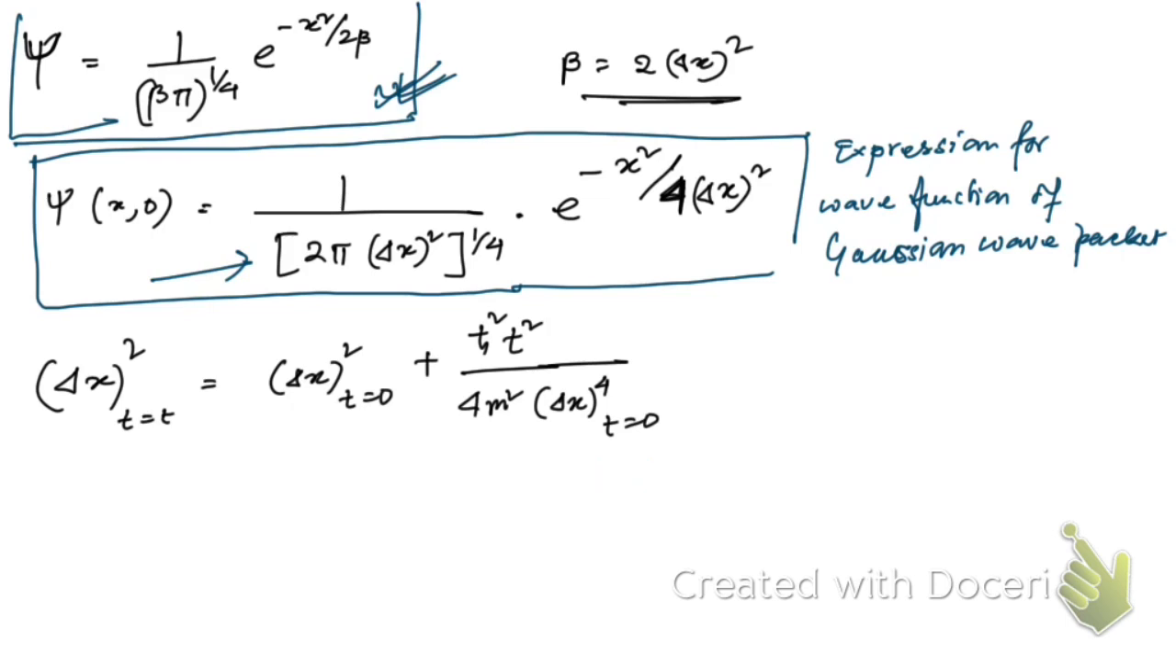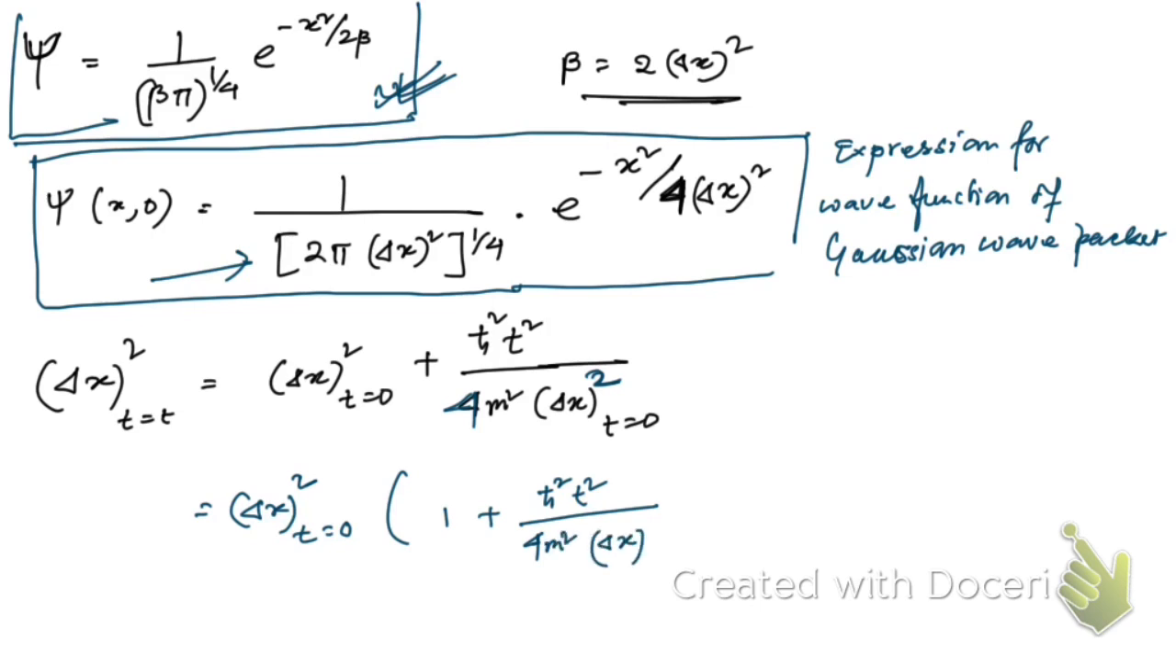Here you see, this can be written, and there should be a square. If you take del x square at t equal to 0 common, then this result is going to be 1 plus h cut square t square divided by 4m square, not del, this is 4m square. Now it's going to be del x to the power 4 at t equal to 0. That's what we're going to have, right?